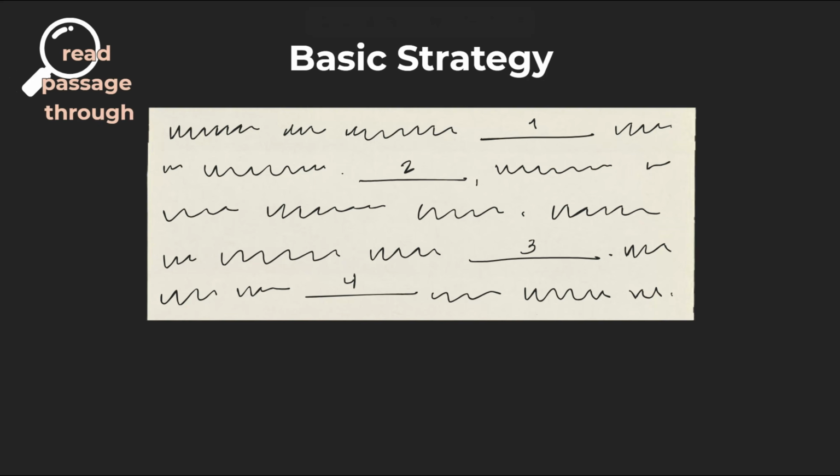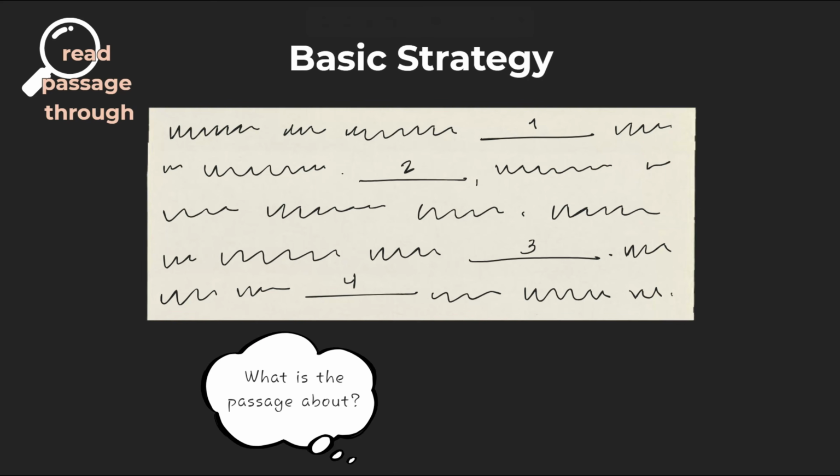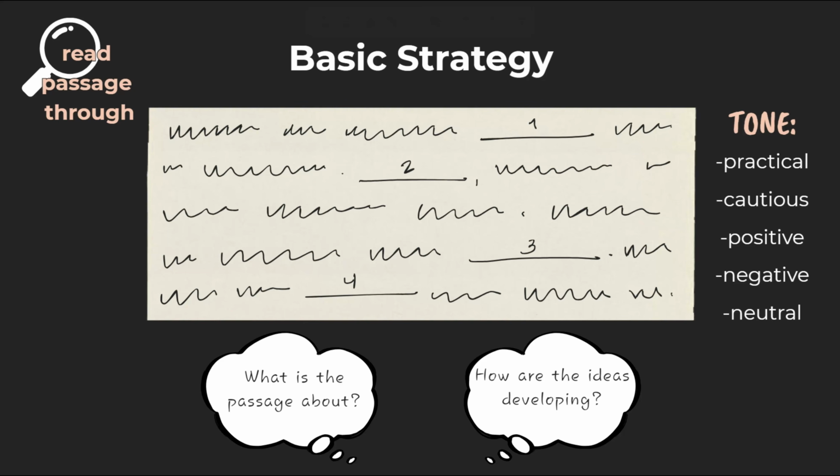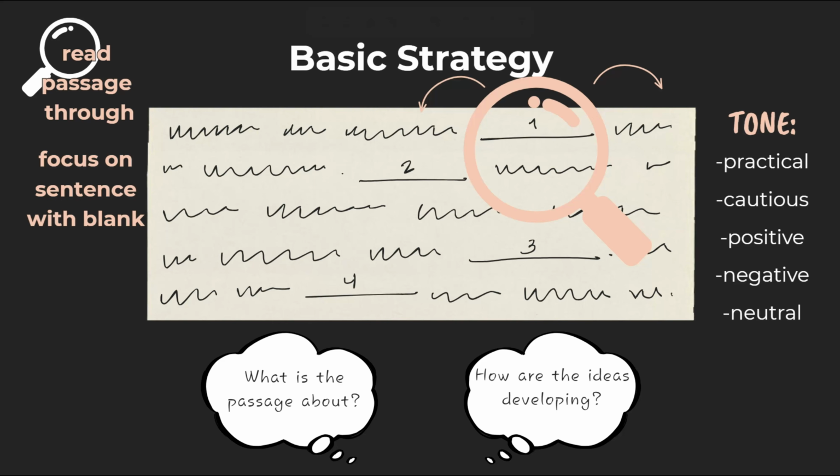First, read the full passage once so you understand the general idea. Don't try to solve every blank right away. Ask yourself what the passage is about and how the ideas are developing. Also pay attention to the tone of the passage, whether it feels practical, cautious, positive, negative, neutral, etc. Then, focus on the sentence with the blank, while also checking the sentences around it. Most clues appear close to the blank, but some answers depend on the passage as a whole.